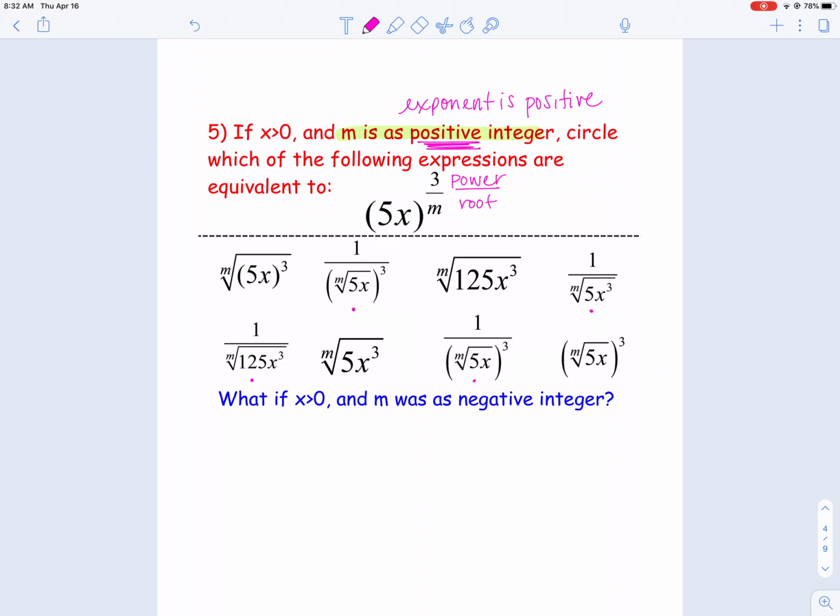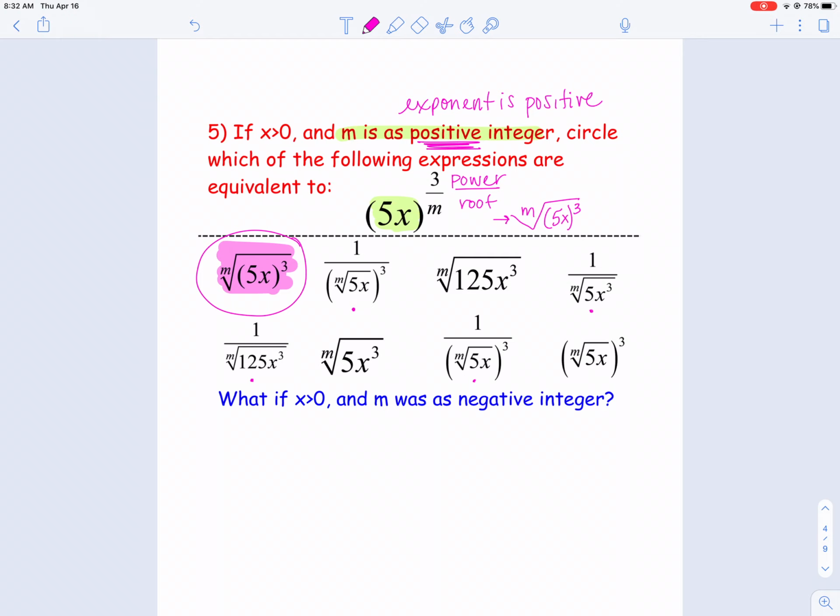So if I convert this to power over root, now again, I want to make this very clear to you. This entire 5x is being raised to the power over root. So that means the m root of 5x to the 3rd power. So do we see that as one of our choices? Yeah, it's that first choice right there. No doubt, it says circle. I guess I should be circling. That is definitely one of the answers.